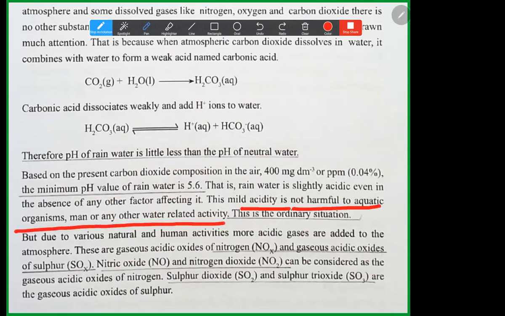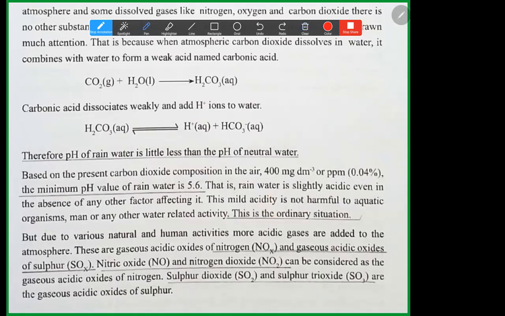Because even in ancient times, carbon dioxide was in the atmosphere. So we always had this acidic rainwater, but it never affected us other than as acid rain. Acid rains are not caused by carbon dioxide, remember that. This is the ordinary situation. So this is normal, ordinary.